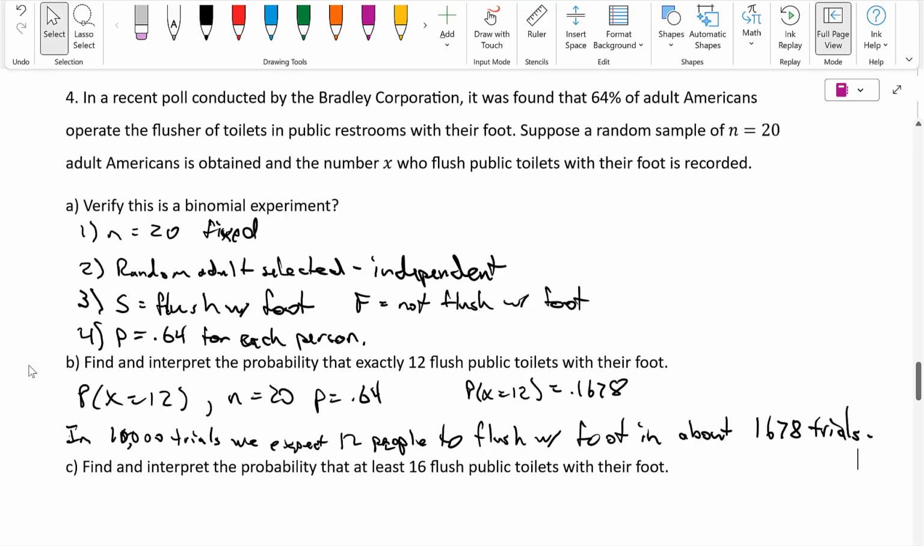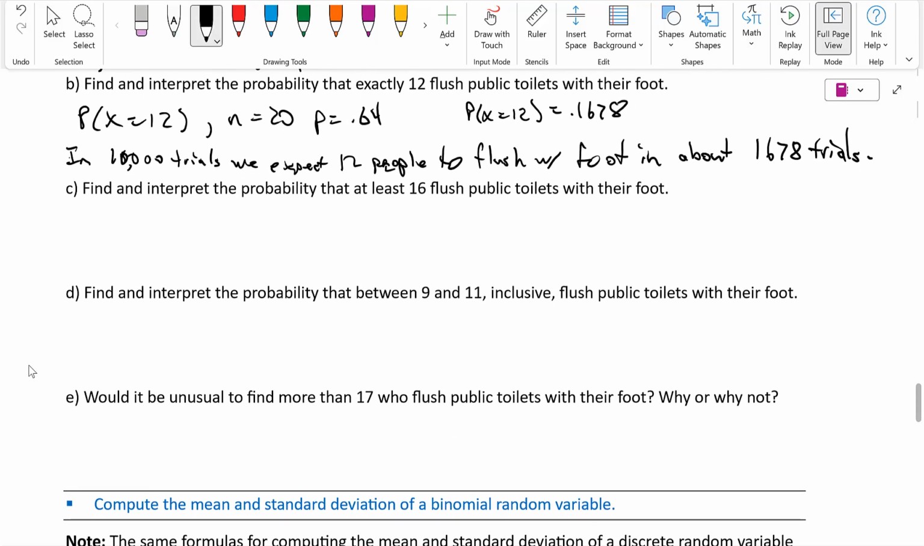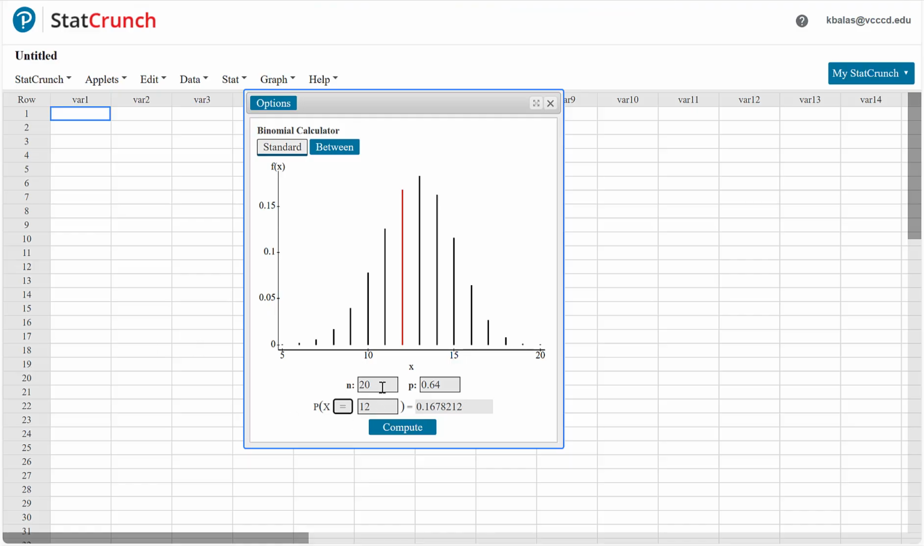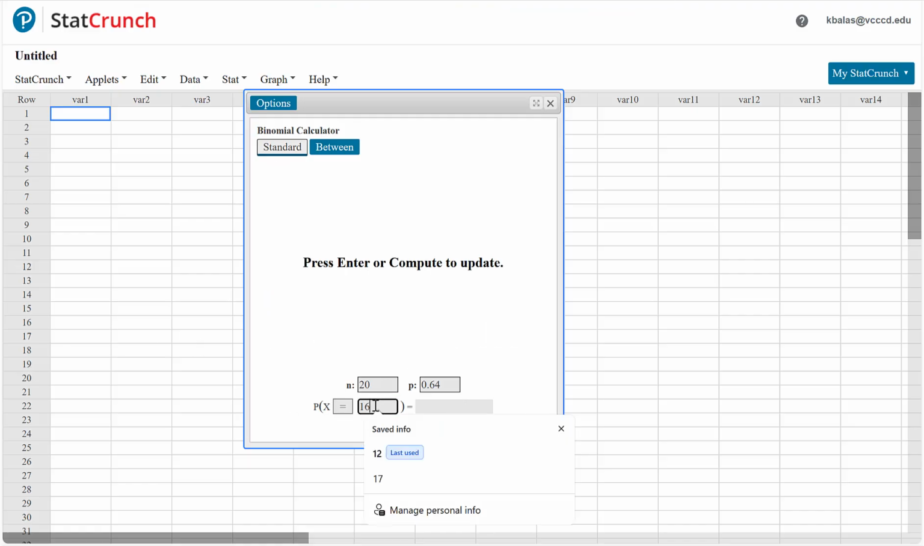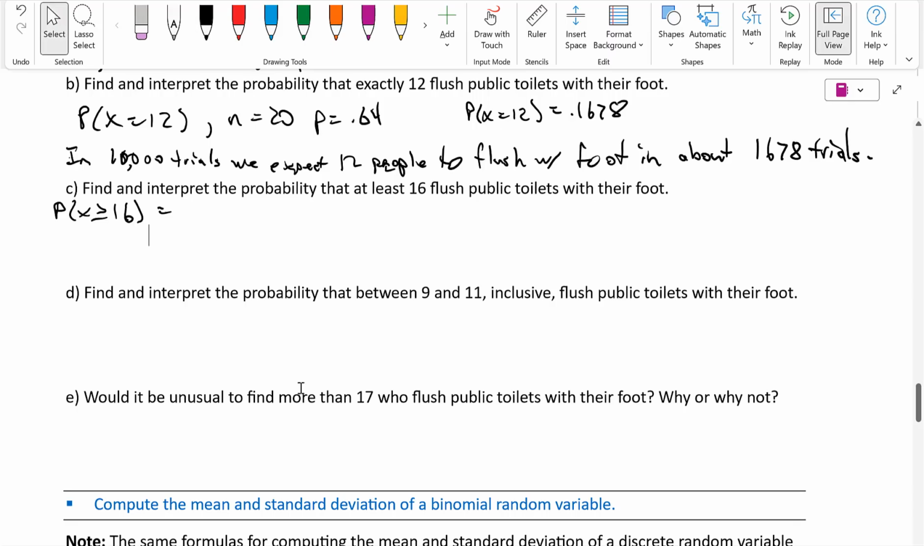For C, we want to find and interpret the probability that at least 16 flush public toilets with their foot. So we want the probability that x is greater than or equal to 16. And this is the nice part about StatCrunch. If we have more problems with that same setup, we can just put in our 16. We're going to put in greater than or equal to, at least 16, and we get 0.1011 for our probability.